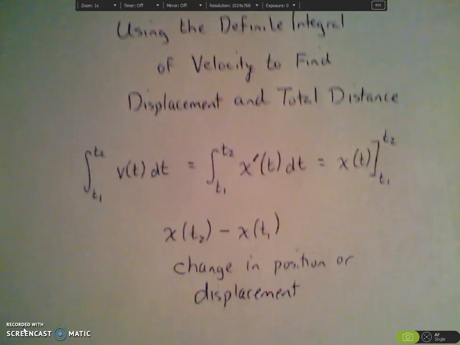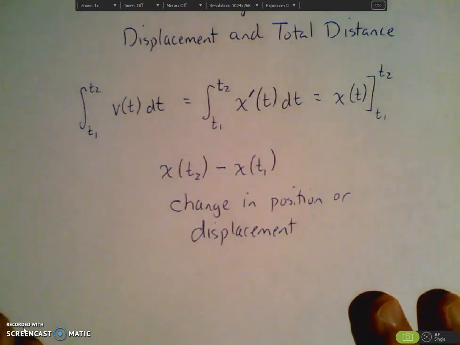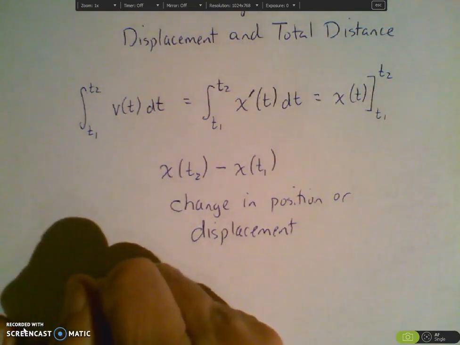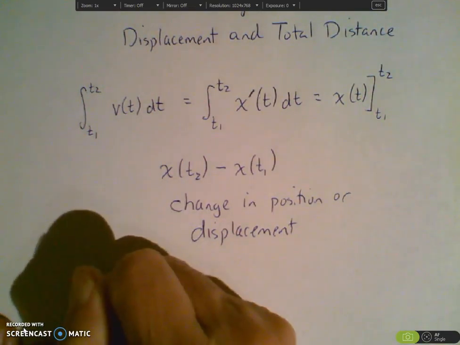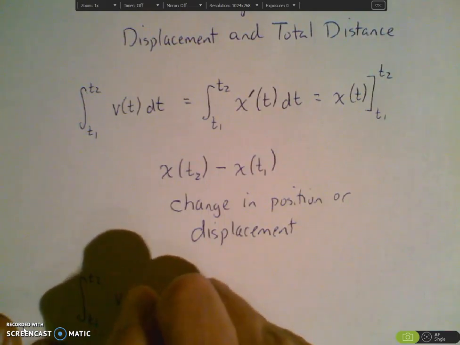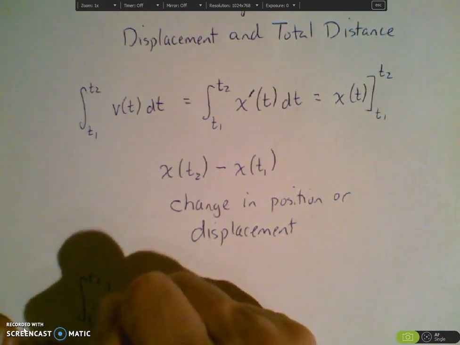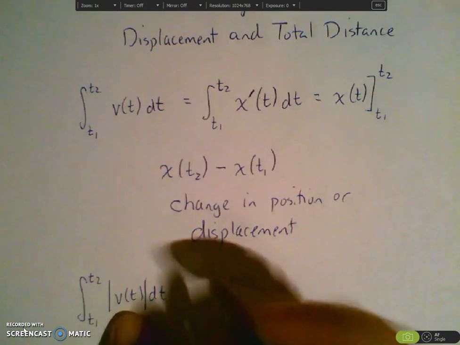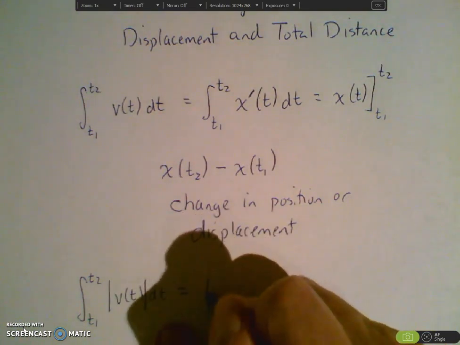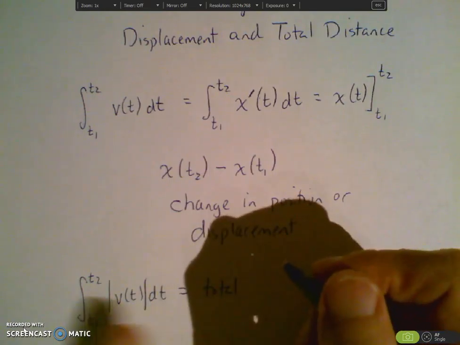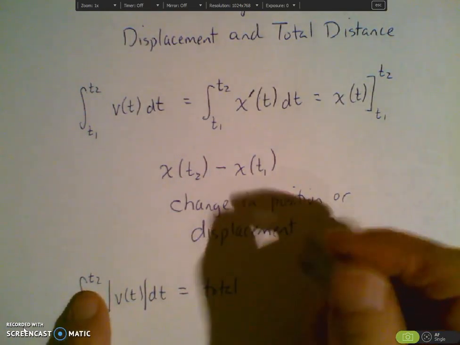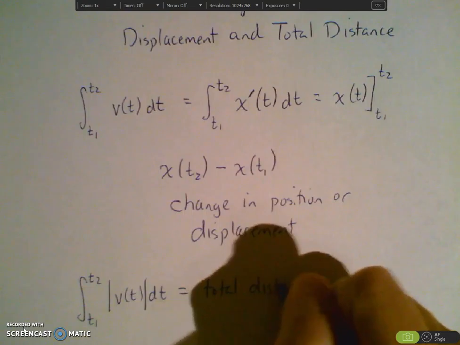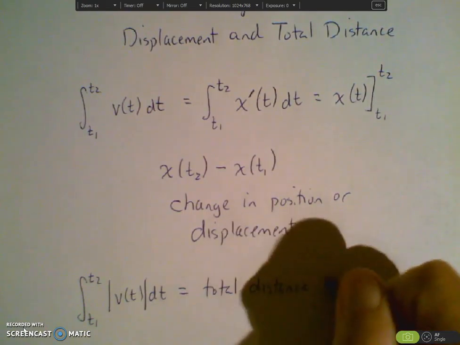If I'm trying to find the total distance traveled by a particle over a time interval, I'll use the definite integral of the velocity, but I'll need to put absolute value. If you do the absolute value of velocity, you're actually integrating the speed. And so this definite integral will give us the total distance traveled by the particle from time 1 to time 2. Total distance traveled.